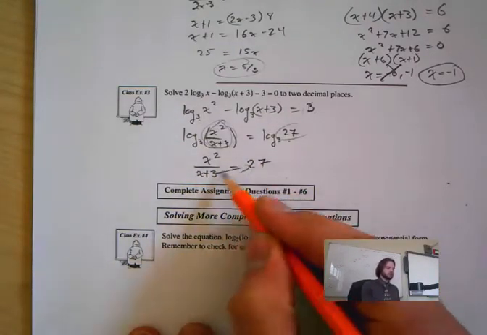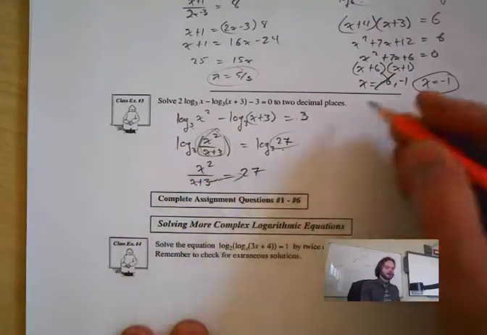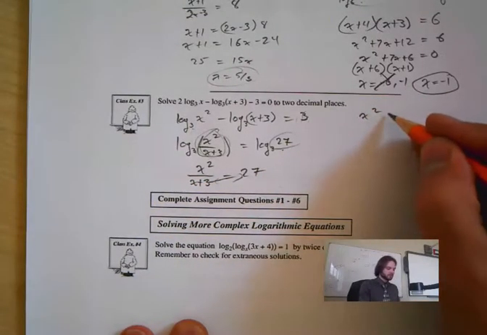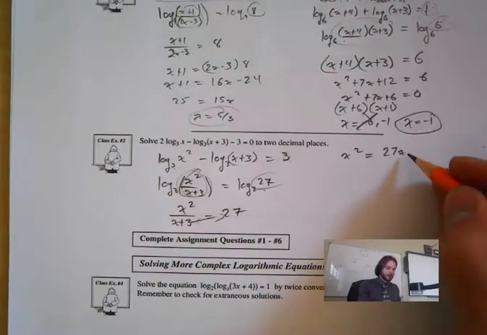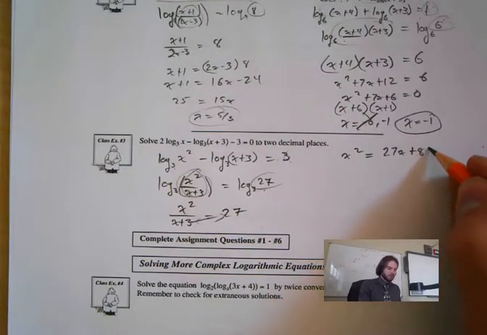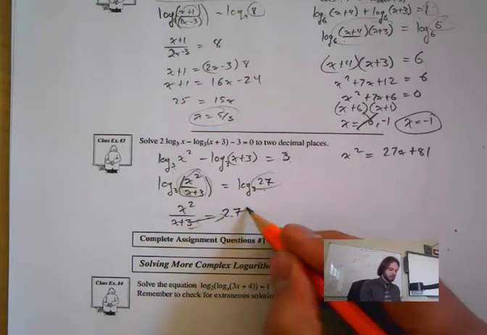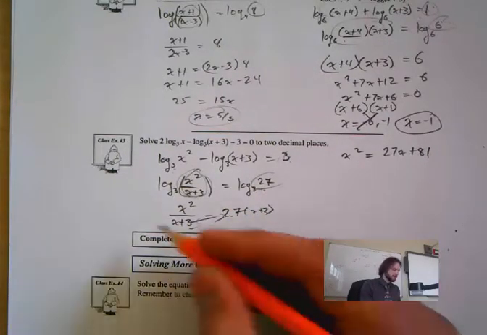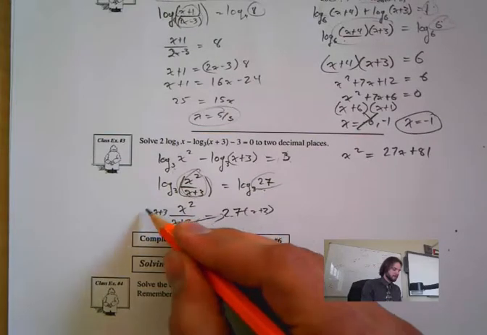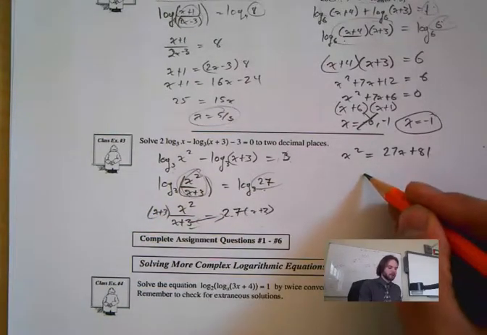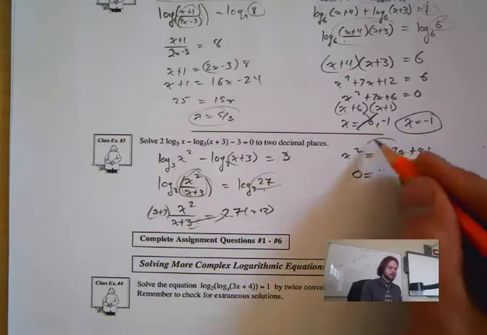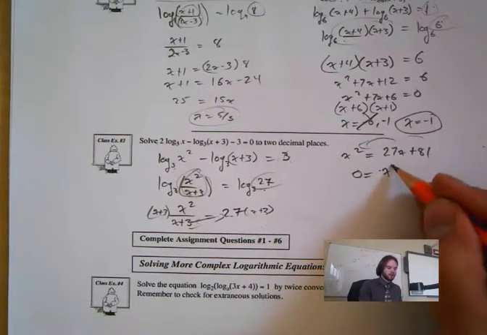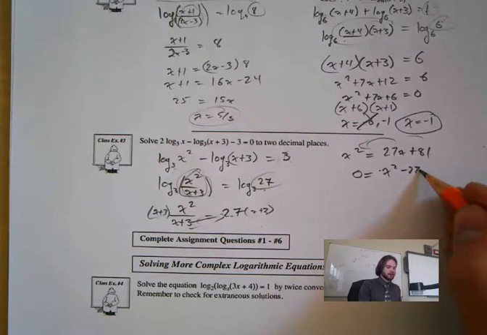So I have to cross multiply to solve for x. So I'm going to get x squared is equal to 27x, and here we're going to have to plus 81. Multiply this, x plus 3, and here we have x plus 3. I'm going to end up getting 81, which gives me 0 is equal to, I'm going to move everything on this side, so I have x squared minus 27x plus 81.